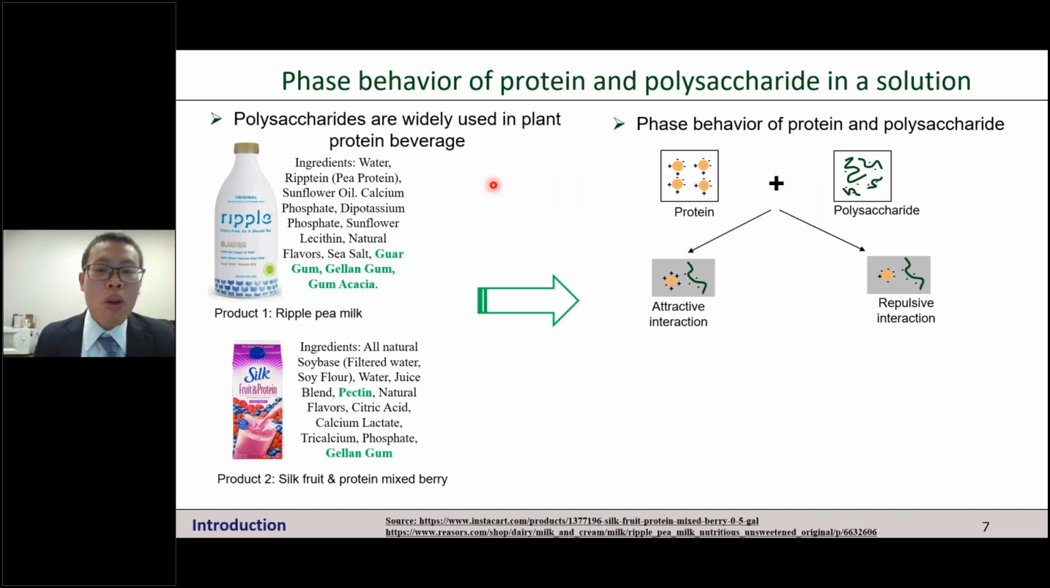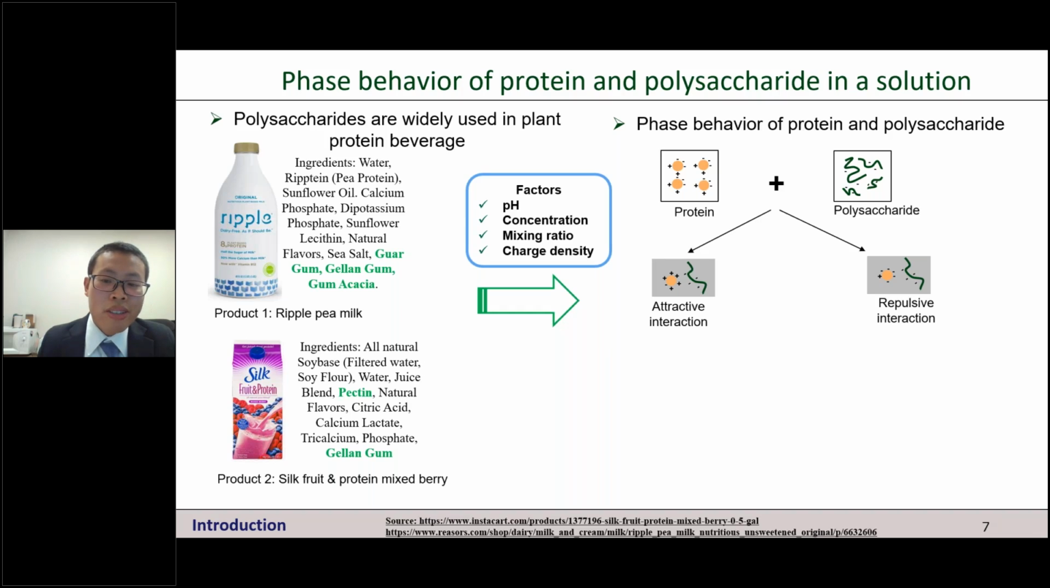Polysaccharides are widely used in plant protein beverages for numerous reasons, such as improved protein functionality and food texture. In a solution containing protein and charged polysaccharides, biopolymers dominantly interact by electrostatic interactions via their charged functional groups. The interaction could be attractive or repulsive, mainly depending on factors such as biopolymer concentrations, charge density, or solution pH.